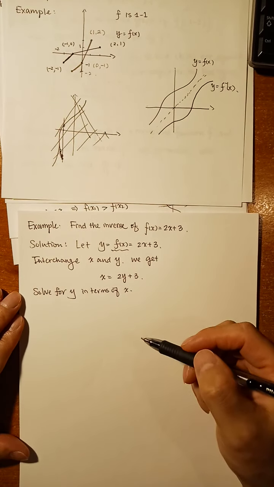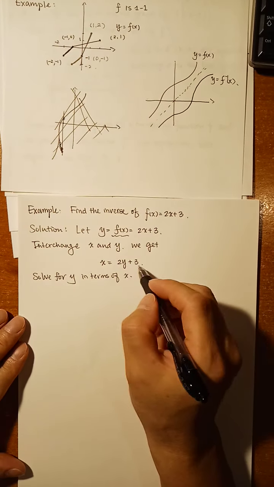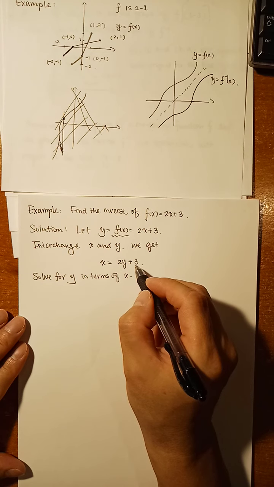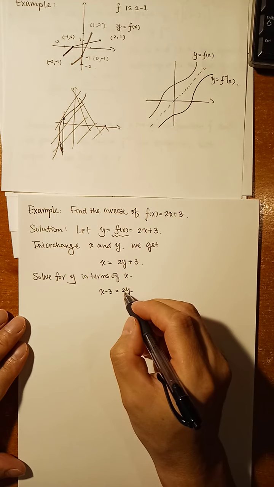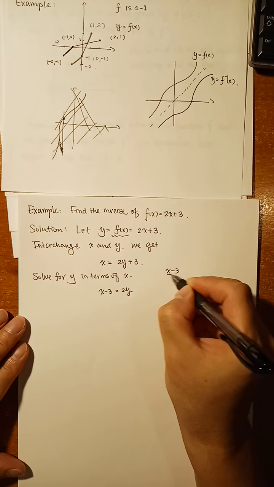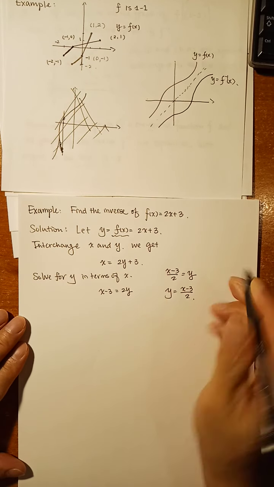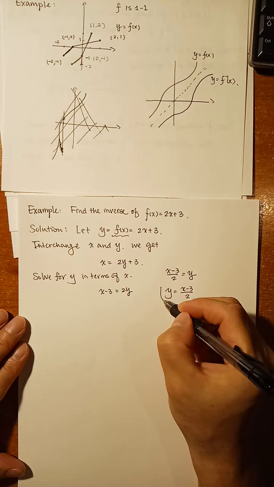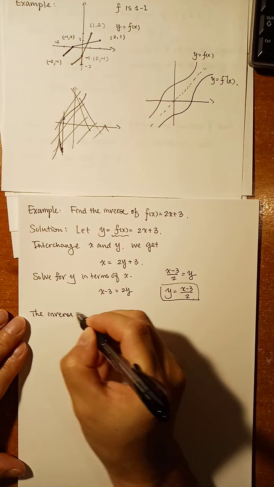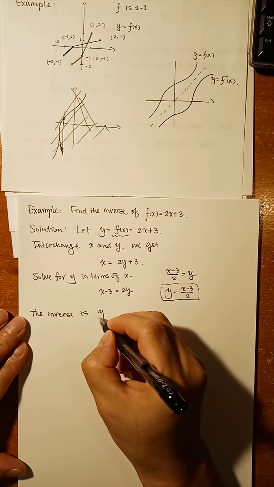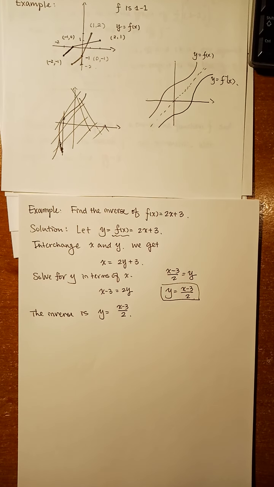The rest of the steps will be different depending on the problem, the formulas. So for example, for this one, we're going to move 3 to the other side. x minus 3 is 2y, and divide two sides by 2, you will get (x minus 3) over 2 is y. And I flip the left and right side. So the inverse is y equal to (x minus 3) over 2, and that's it.